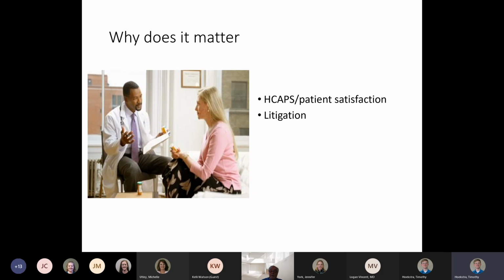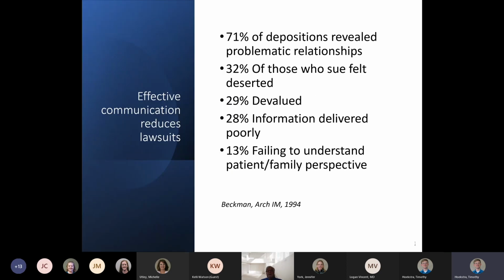The second thing is litigation. I have a little more complex take on this, but effective communication reduces lawsuits. This is an ancient article, but it still rings true: in depositions, there are a lot of problematic relationships. People who sue usually feel deserted or devalued, and there's poor information transfer. If we really look at lawsuits, up to half of them are based on really poor communication. Literally 10% of lawsuits, there's not a lot of damages.